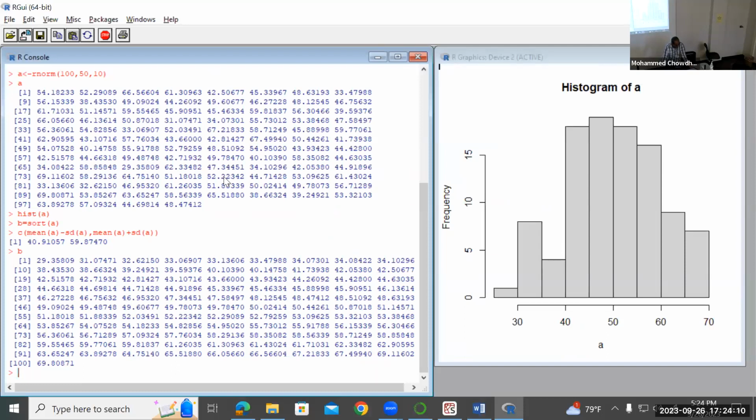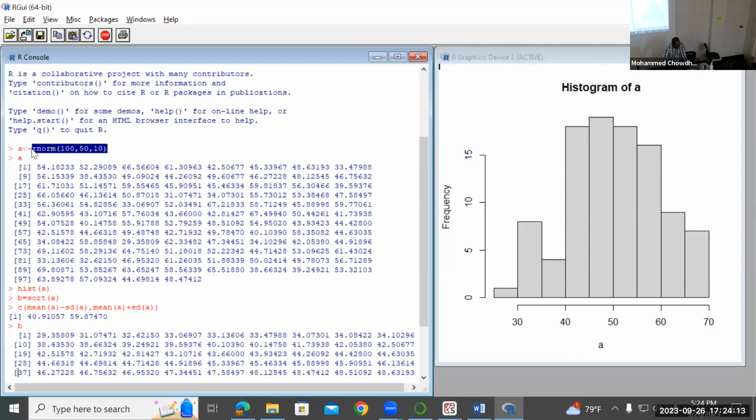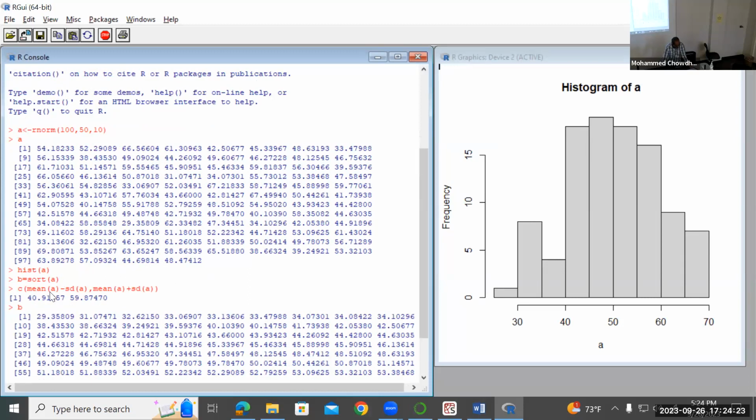What I did, I went to R, and I generated 100 random numbers that have a mean of 50 and standard deviation of 10. And then I got this data, I sorted them, I constructed a histogram, then I computed mean minus standard deviation and mean plus standard deviation, and I got these two ranges. After getting these two ranges, I went back to the original data that I had generated. Then I wanted to check by visual computation that 68% of the data falls between these two numbers. Are you okay or not?